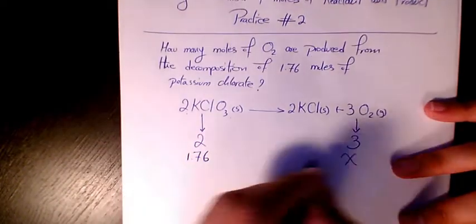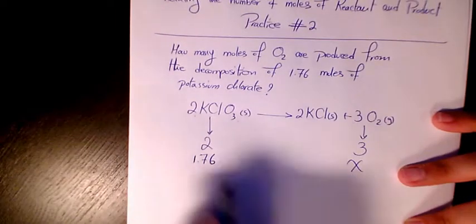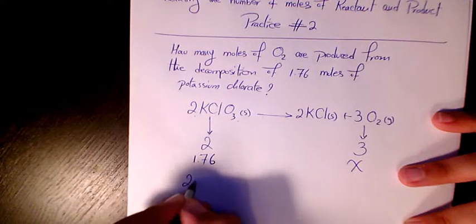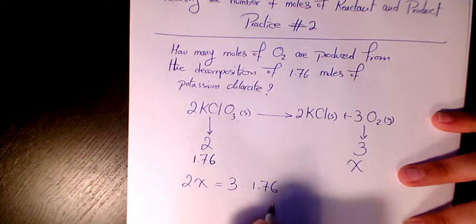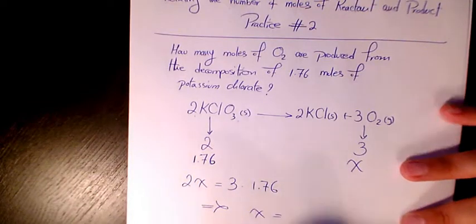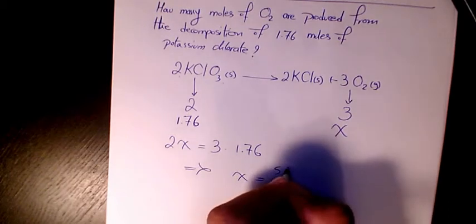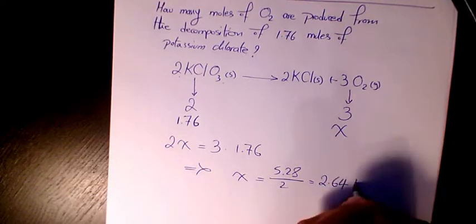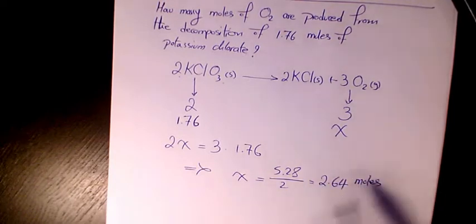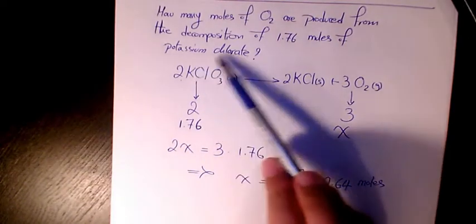X. So we can use cross multiplication. We can say 2 times x equals 3 times 1.76, which gives you x equals 3 times 1.76, which is 5.28, divided by 2 will be 2.64 moles. That's the number of moles of oxygen produced if we have 1.76 moles of potassium chlorate.